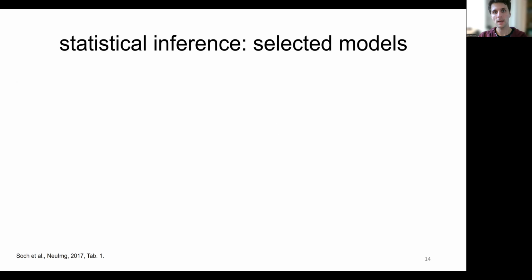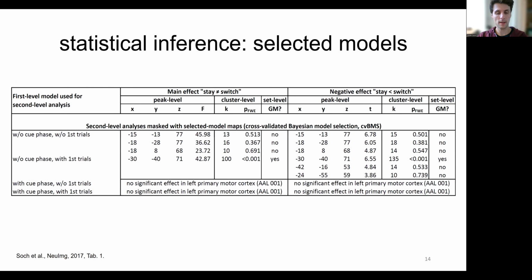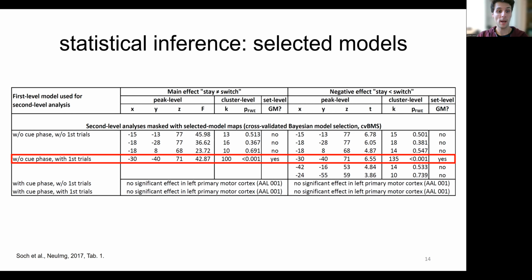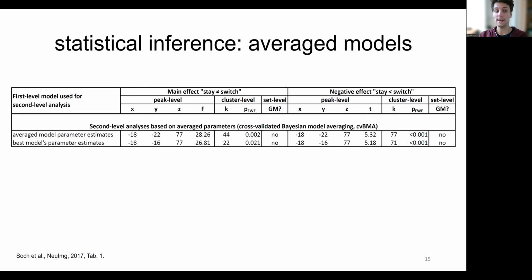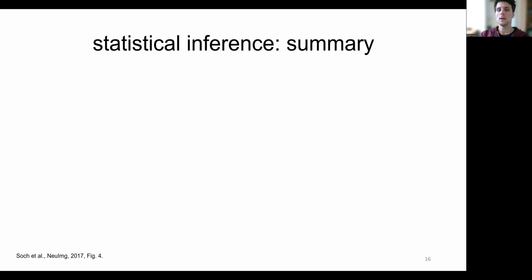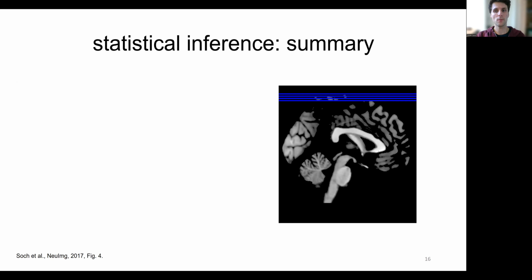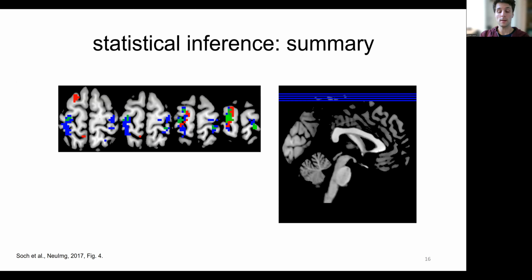If we then performed cvBMS, and used each model only in those voxels where it was considered optimal, we were able to demonstrate the effect using one of the models, but it was not the most complex one. Finally, if we used the average model parameter estimates, we were also able to identify the effect in the left primary motor cortex. So, to sum up, if we're looking for activity differences between stay and switch blocks, we can find them using different individual models, and the Bayesian model averages make a nice spatial compromise between the individual models' clusters.